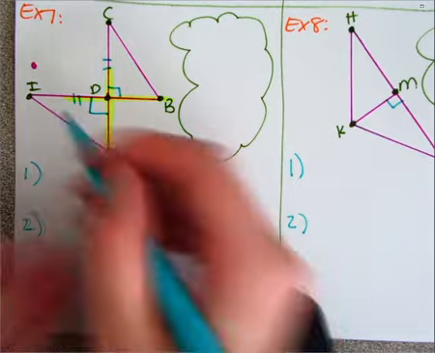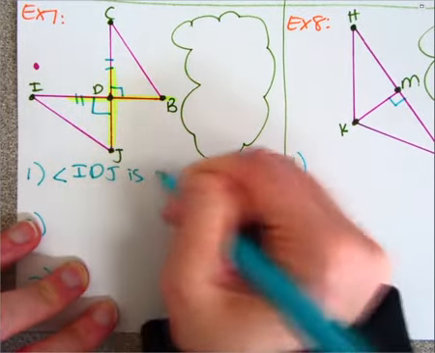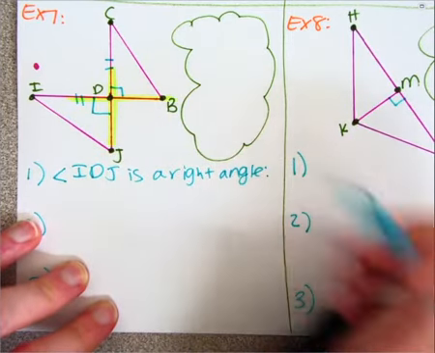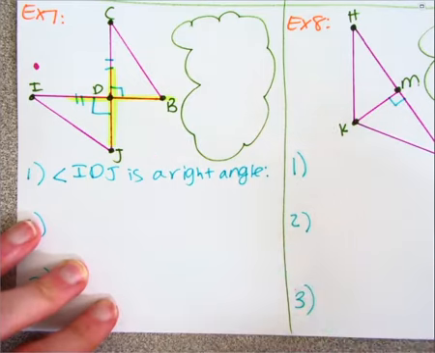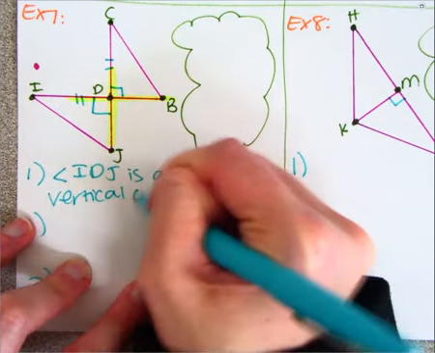So first I need to say that I now know that angle IDJ is a right angle. And I know that because it's a vertical angle and the other angle is a right angle. So this is by the vertical angle theorem.